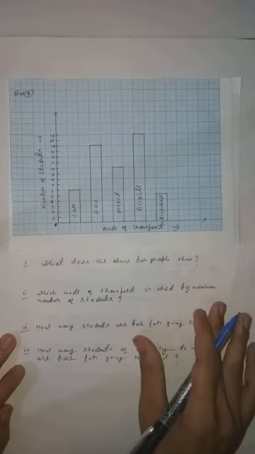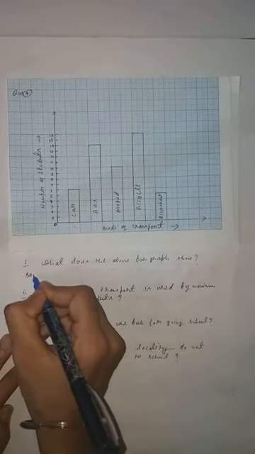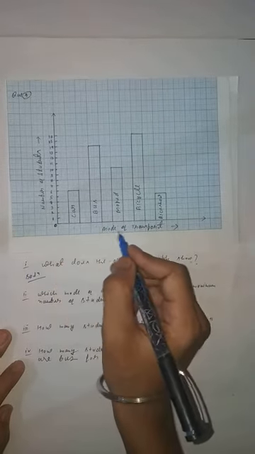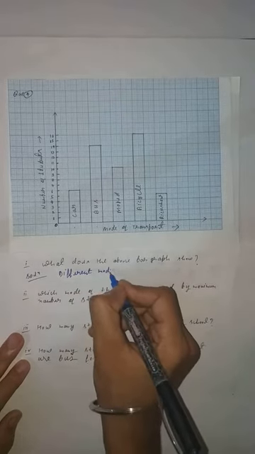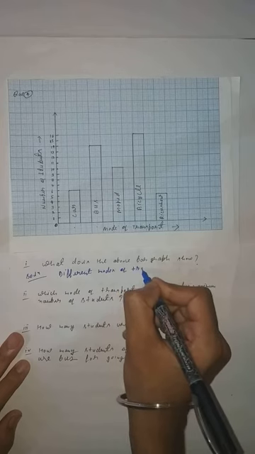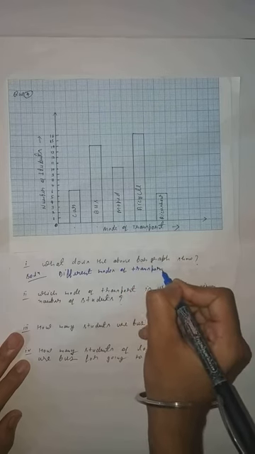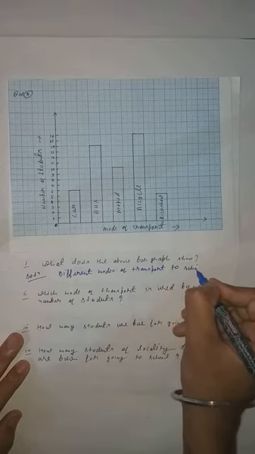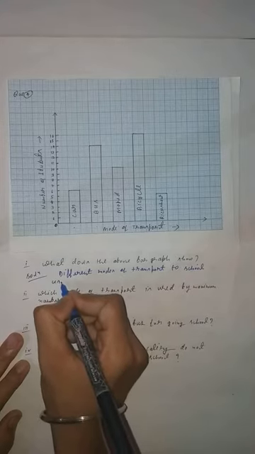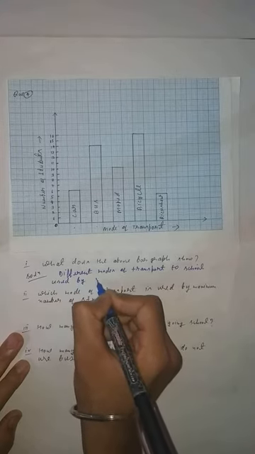Acha, now you have to give the answers to some questions. What does the above bar graph show? What does the above bar graph show, students? What is given? The number of students using the mode of transport for going to school. Clear, students? What information are you getting from this bar graph? You will write down: different modes of transport to school used by students.